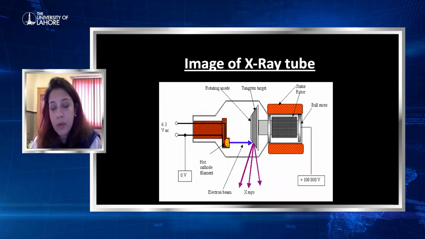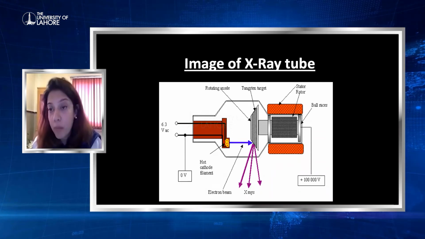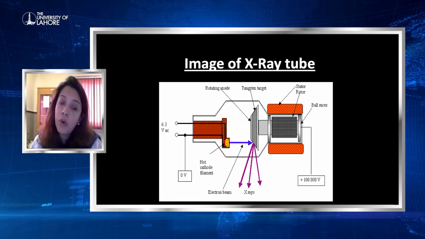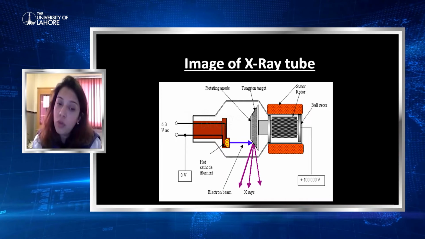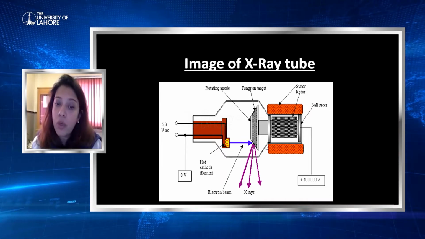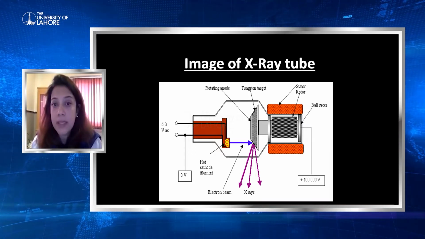Then a little bit about the physics of how the X-rays really form inside the X-ray tube. You give a certain voltage and current to the tube, and electrons are emitted from the cathode. They strike the anode, and then you get the X-rays. So this is a little bit about the physics.